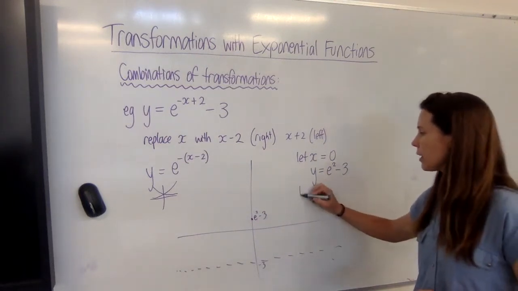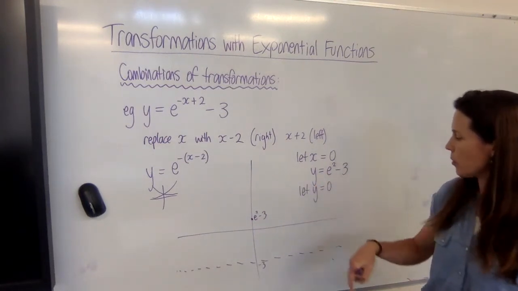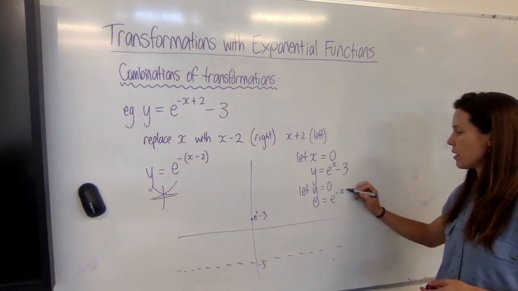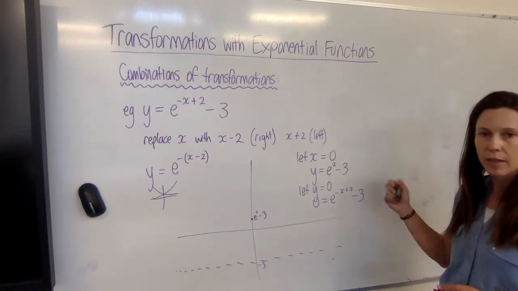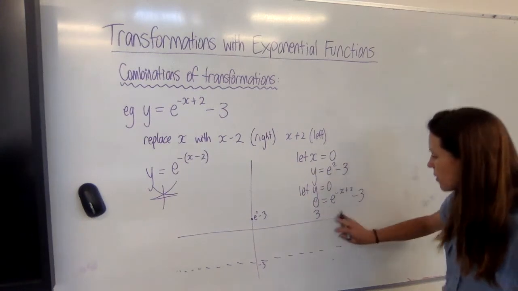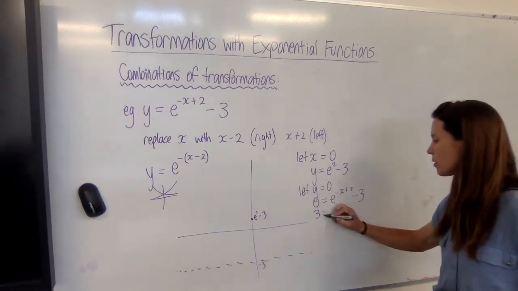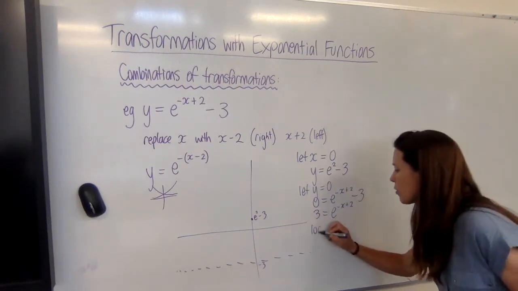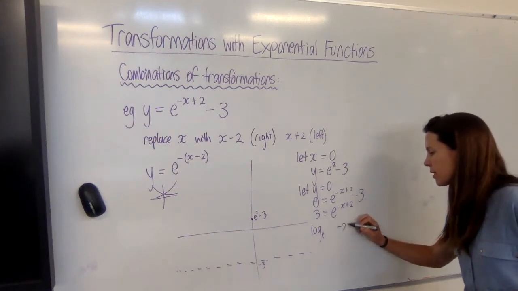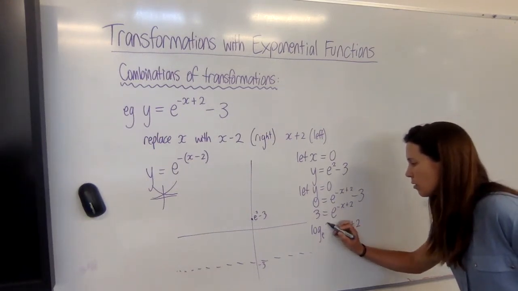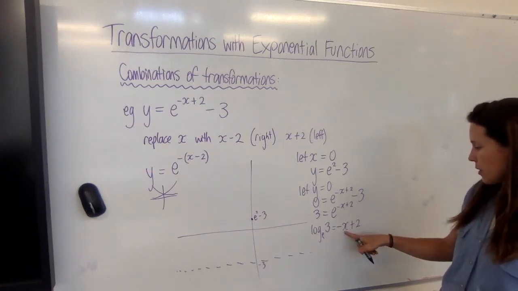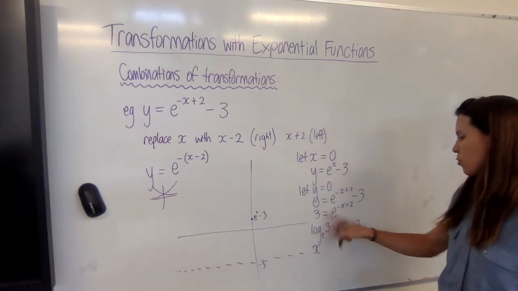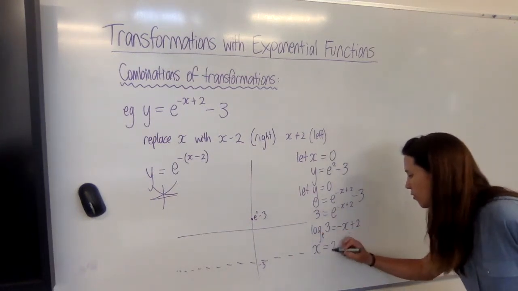Okay, next we can let y equal 0. Now when we let y equal 0, we have to write 0 equals e to the power of minus x plus 2 minus 3. Now there's a bit of work to do here. Let's add 3 to both sides. Let me just make my graph a bit smaller. Now we can rewrite this as a log and say we've got e to the power of minus x plus 2 equals 3. Now to get the x by itself, let's add x to both sides. That will bring the x over here. And let's subtract the log of 3 from both sides.